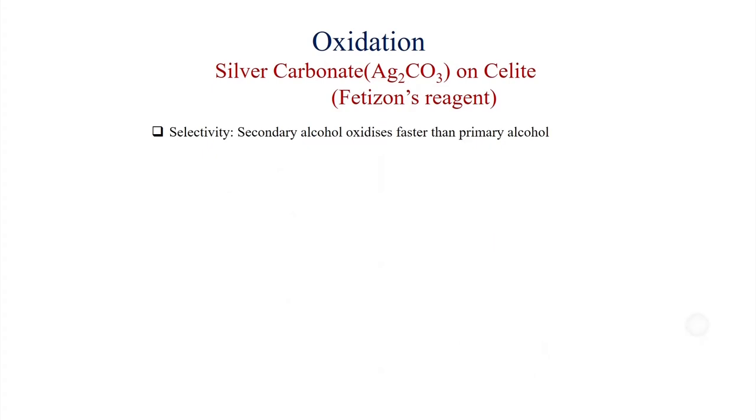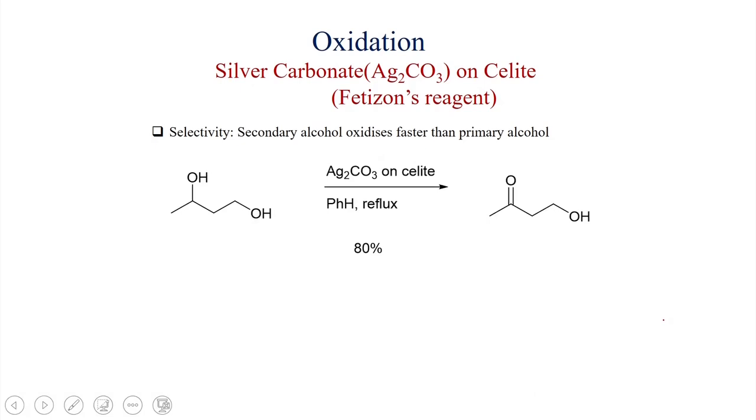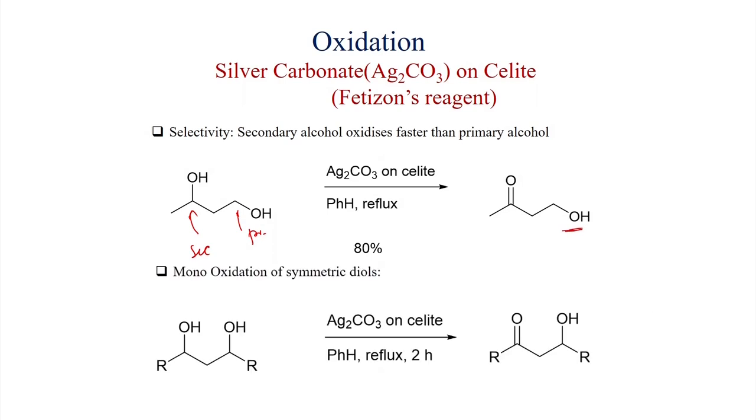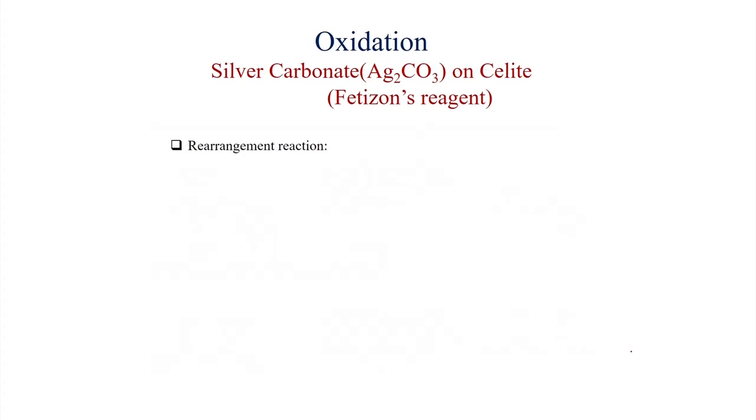Selectivity: secondary alcohol oxidizes faster than primary alcohol. Like this diol is there, this is primary alcohol and this is secondary alcohol. So, with silver carbonate on Celite in benzene reflux condition, only the secondary alcohol is getting oxidized and the primary alcohol is untouched and does not react in this condition. Also, when a symmetric diol is used, where both are secondary, one alcohol can be oxidized and you can get the beta hydroxycarbonyl compound in good yield. Here silver carbonate benzene reflux condition is used.